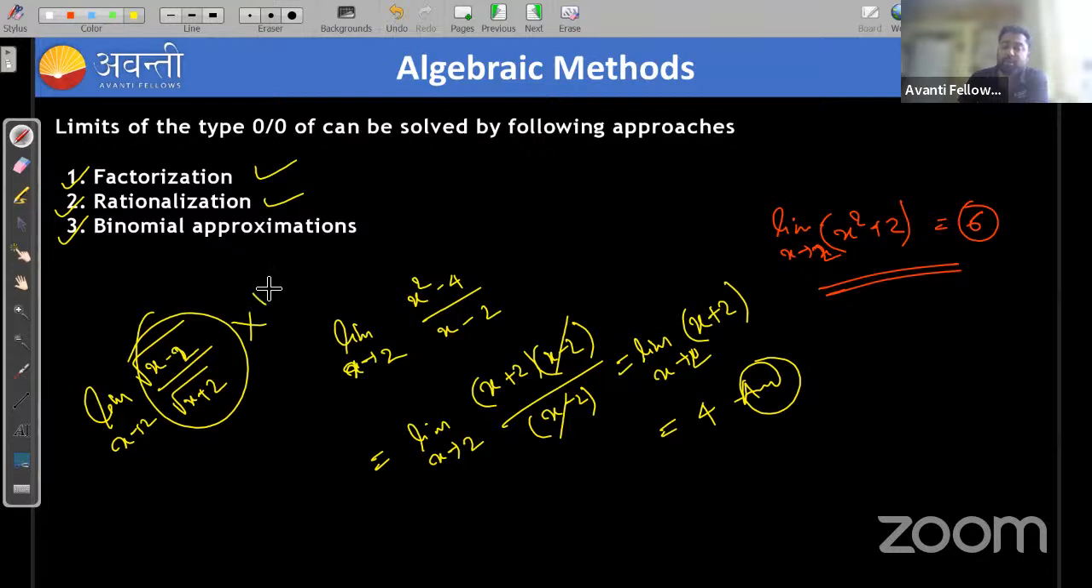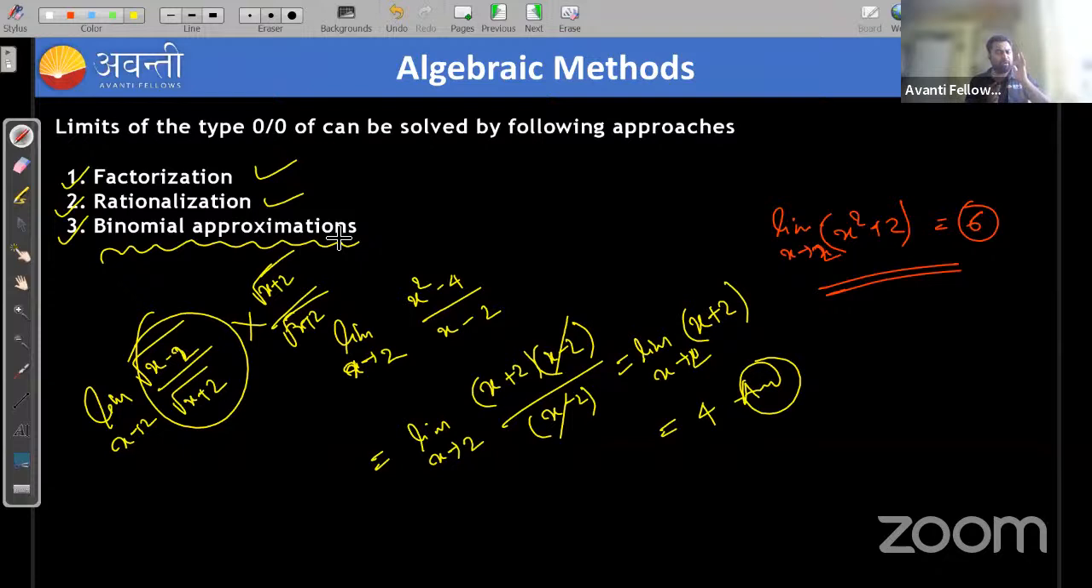We need to rationalize first. So after rationalizing, we can evaluate the limits, right? Yeah, very good. So this is the method of rationalization, and the most important method, that is the third one, which is binomial approximations, right?